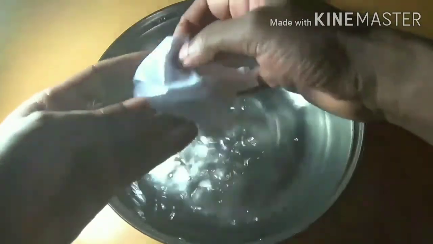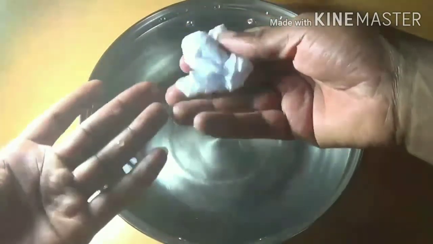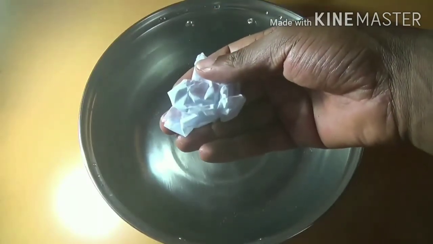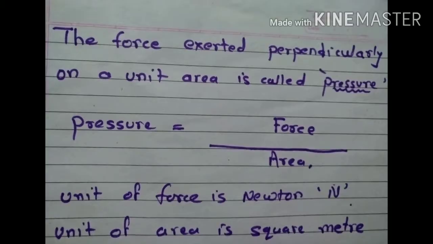No, it is not wet. We can listen to its sound also. Now we'll crush it again and dip it in water. Now see, this is wet paper. It means the paper remained dry because of air present inside that glass.